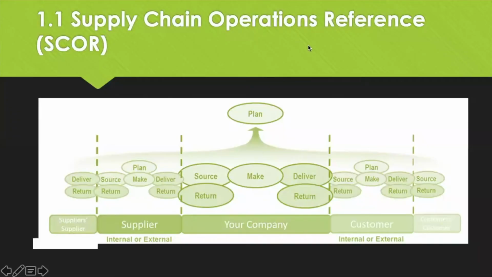SCOR methodology assumes that all supply chain processes can be divided and subdivided into one of 5 generic subtypes. You've got the plan, source, make, deliver, return. Complex supply chains are made up of multiple combinations of these basic processes.